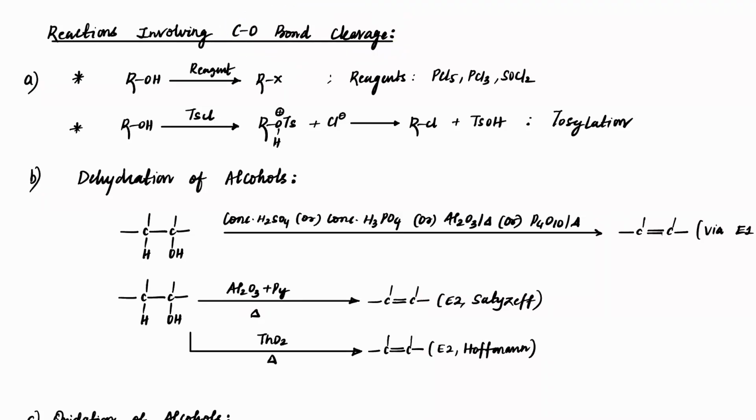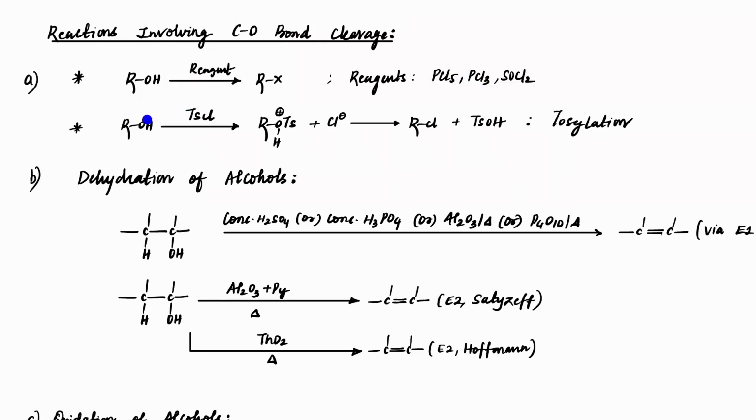In case carbon-oxygen bond cleavage is there, what are the main reactions that you need to check? Correct. So let's see that. Suppose you have alcohols and with some reagent you are able to get alkyl halide, which we previously learned in alkyl halides already. What are the reagents we used? PCl5, PCl3, SOCl2. These were the reagents which we used.